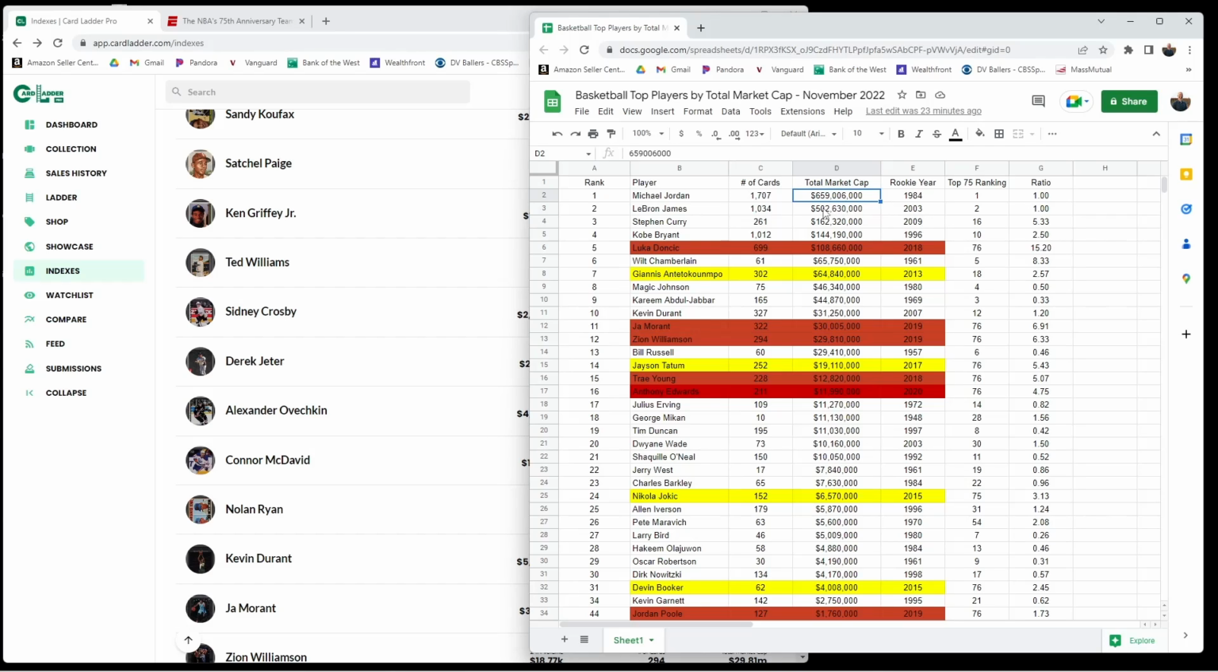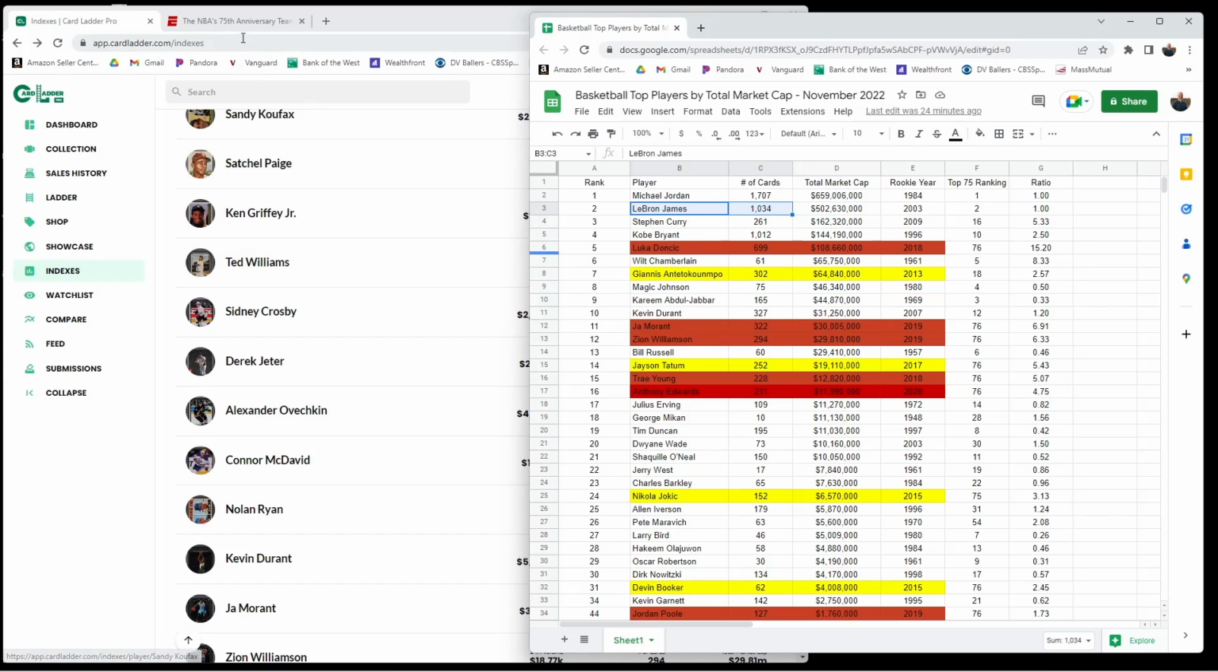So the fact that LeBron's total market cap is close to Jordan's, and his market is actually about 20 years younger, you can make different arguments there. Is LeBron overpriced? Is Jordan underpriced? Does LeBron have better cards? There's a lot of different arguments to make there.